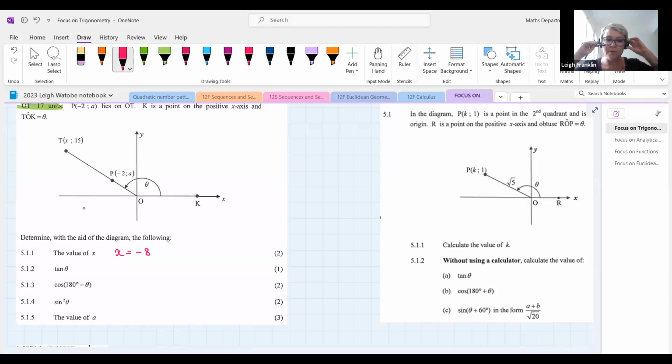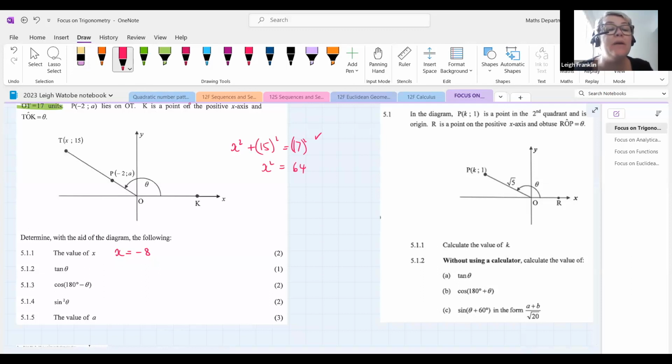Did you get that as a solution? Yes. Okay. So the person who said no, in order to calculate x, you're subbing into Pythagoras. So it was x squared plus 15 squared equals 17 squared. Okay. So you get a mark for subbing in, and then you would have to end up with this.